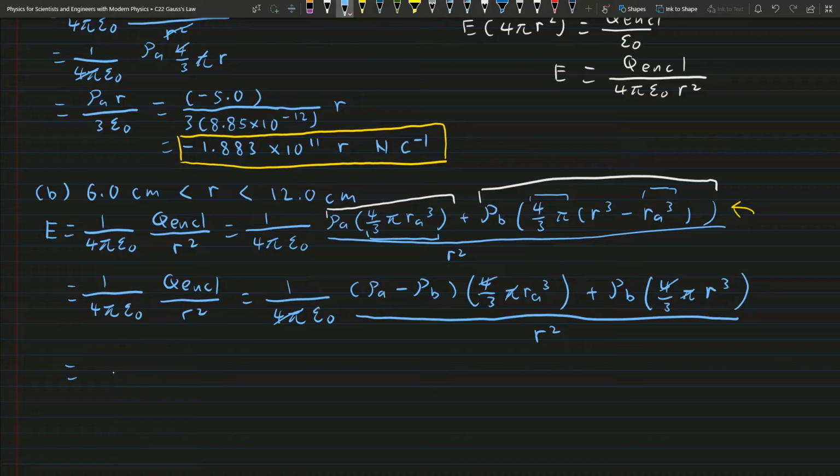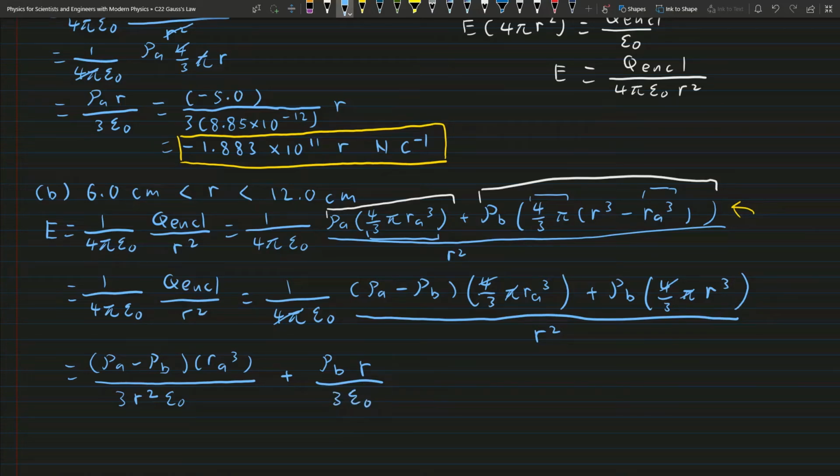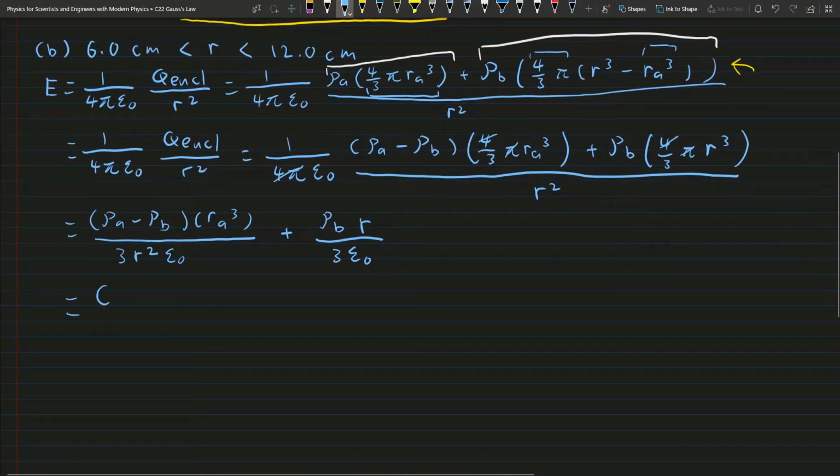So if we simplify this thing, you will get this rho A minus rho B multiply with the RA cube over the PR square epsilon naught plus this rho B R, this can cancel, we get 1 over the 3 epsilon naught. Now we have all the value, we just substitute inside.